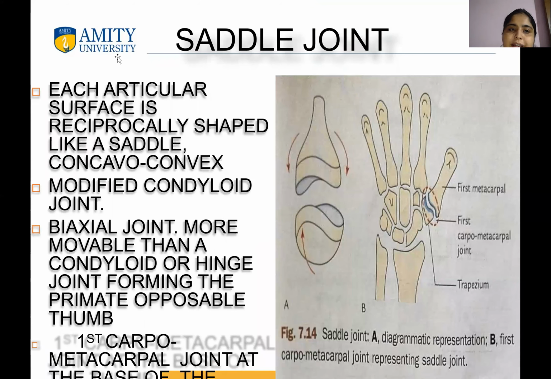Next, the saddle joint. Each articular surface is reciprocally shaped like a saddle, concave in one direction and convex in the other. It is a modified condyloid joint. It is a biaxial joint, more movable than a condyloid or hinge joint. It forms the primate opposable thumb. The well-known example of this is the first carpometacarpal joint.